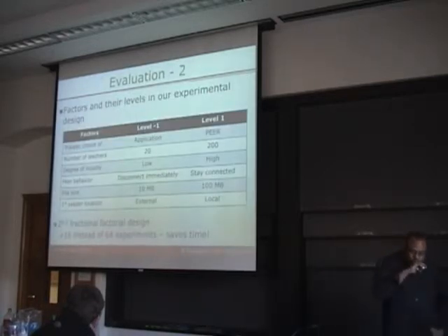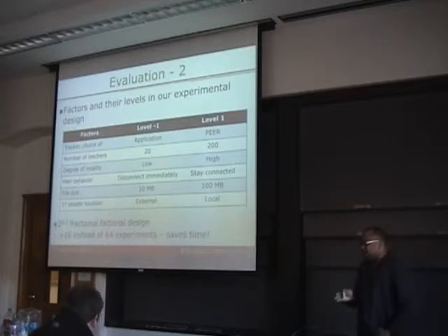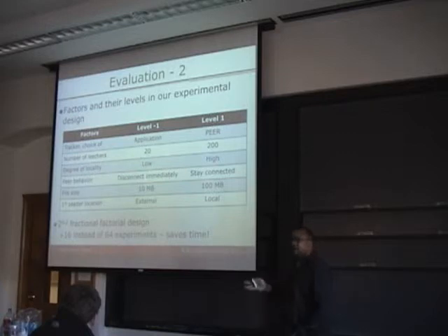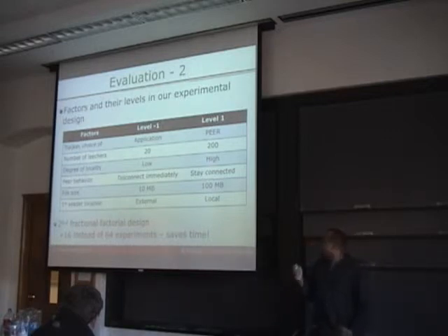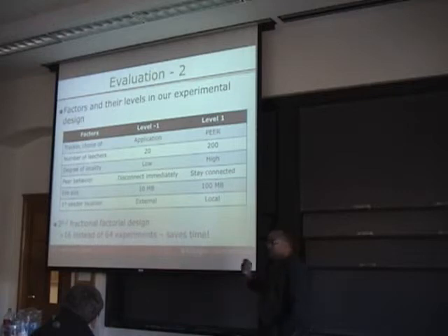Okay, so one of the things we needed to do is identify what parameters affect our workload and the system. We identified these parameters and then we identified what factors we are going to study. So these are the factors that we decided to study: the choice of tracker, either peer or not peer, the number of leechers, and a factor we call the degree of locality, which I'll explain a little further.